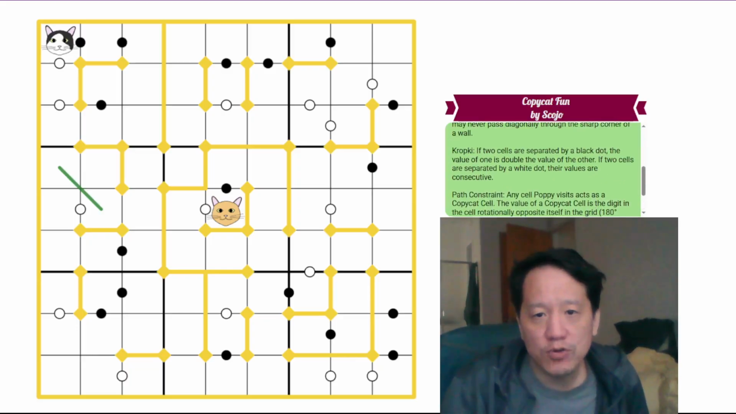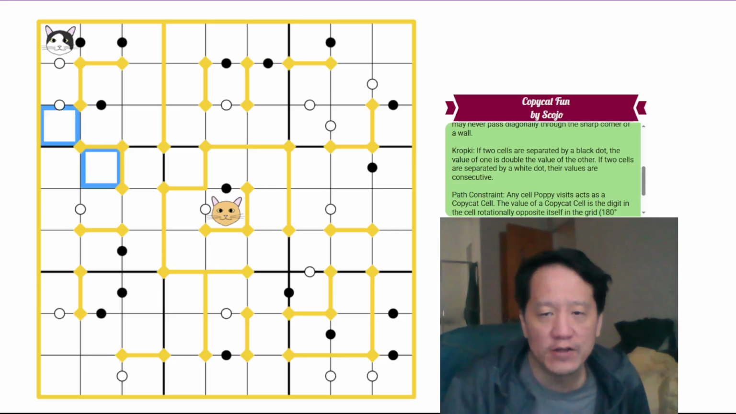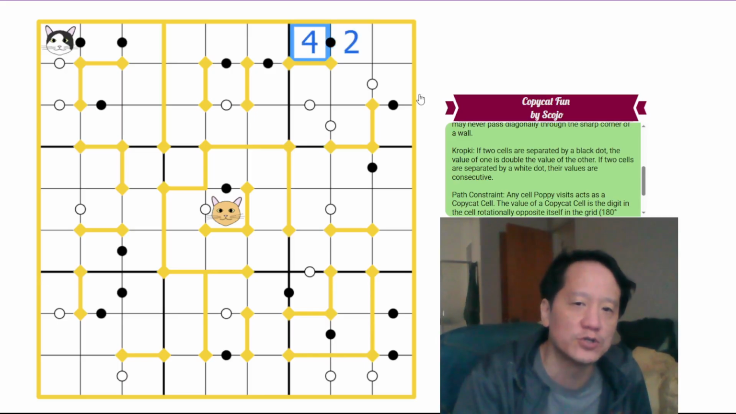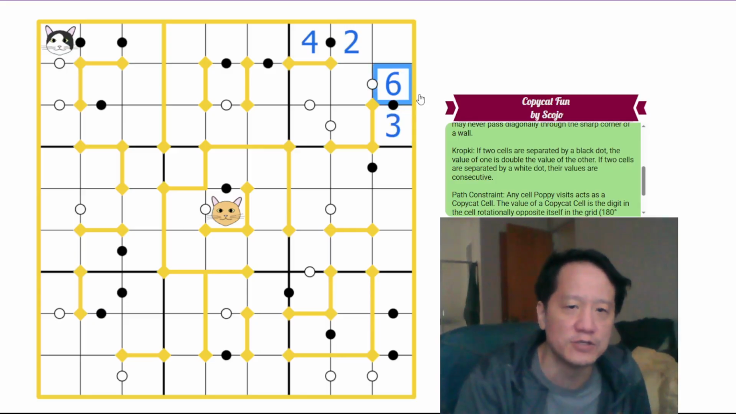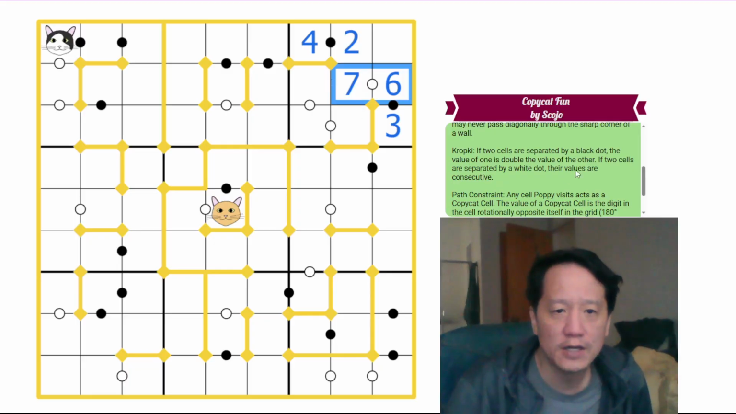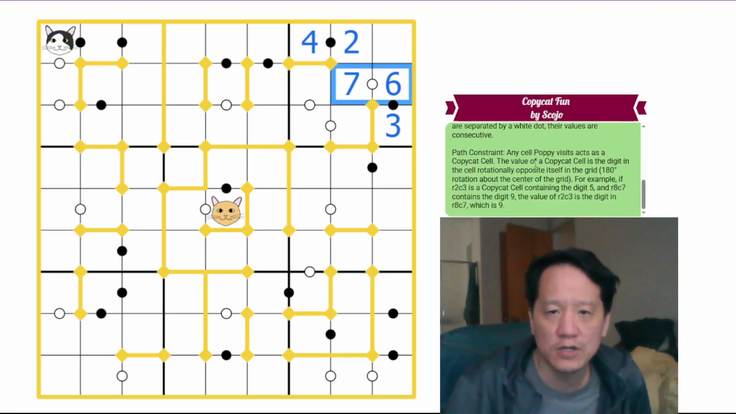We have Kropke, where if two cells are separated by a black dot, the value of one is double the value of the other. If two cells are separated by a white dot, their values are consecutive. For example, say this was a 2, then this would have to be 1 or 4 to make sure that those digits are in a 1 to 2 ratio. If this was, say, 6, this would have to be 3 to be in a 1 to 2 ratio with that digit, and this would have to be 5 or 7 to make sure that these digits are consecutive. Those are examples of how Kropke dots work.